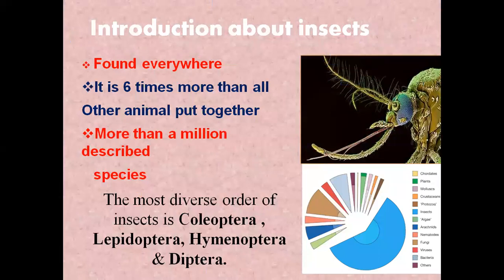Firstly, the introduction about the insect. So first of all, what does insect mean? An insect is one animal, one organism, that is called a tracheate arthropod. Tracheate arthropod, why? Because the insect has the presence of trachea, which is the respiratory organ, and arthropod means that insects have jointed legs. Arthro means jointed and pods means legs.